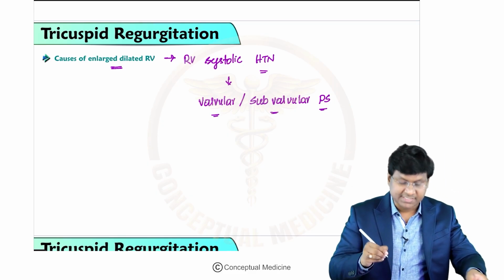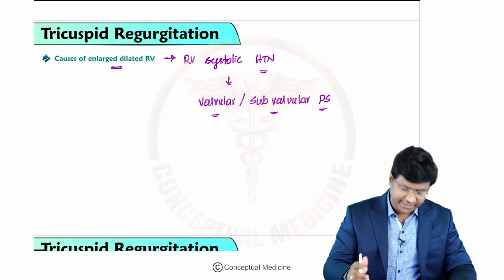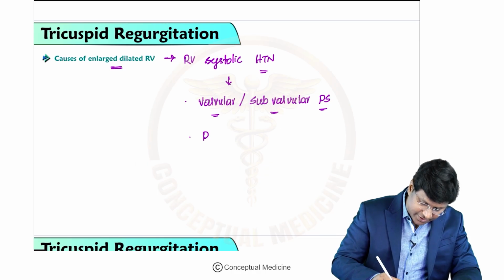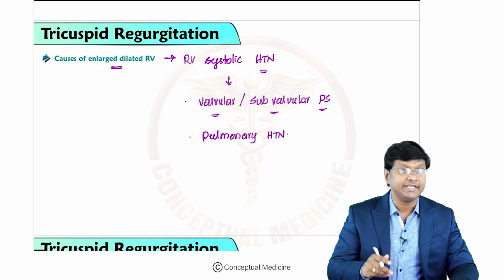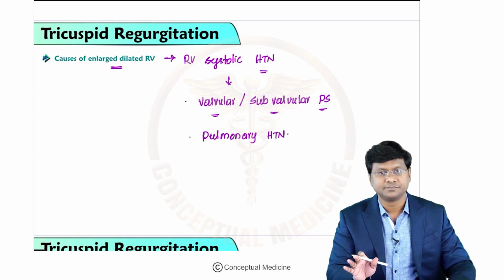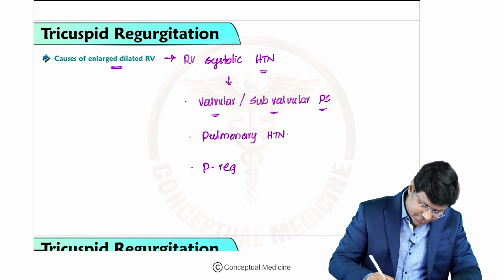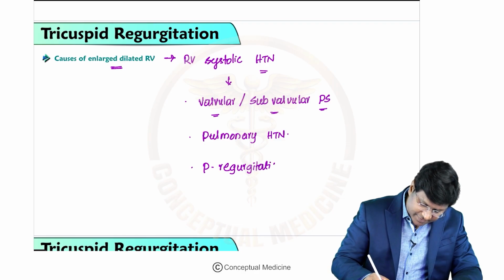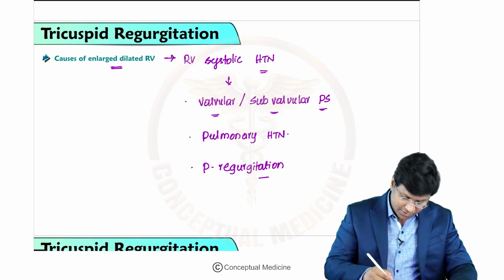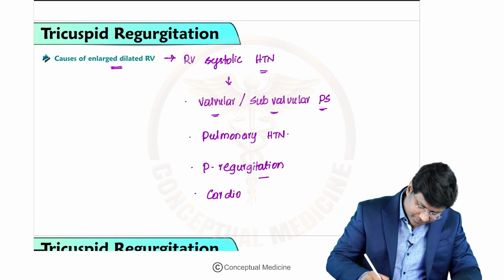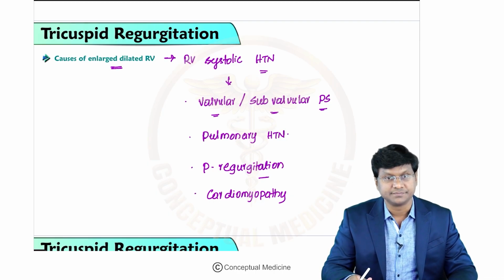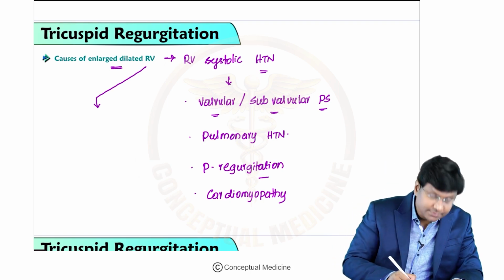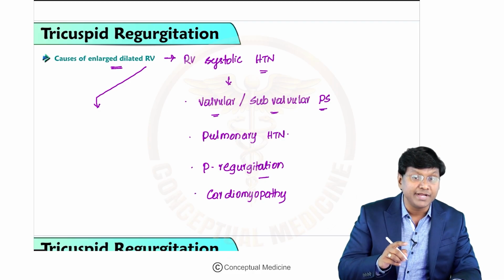It may be due to valvular or subvalvular pulmonary valve stenosis, or in fact the right ventricular systolic hypertension can be due to pulmonary hypertension for any reason. And if there is pulmonary regurgitation secondary to pulmonary hypertension, even that will cause dilatation of the right ventricle. Even in patients with cardiomyopathy you have a dilated right ventricle, and that can predispose the individual to develop tricuspid regurgitation. And this right ventricle may also be injured from a myocardial infarction.